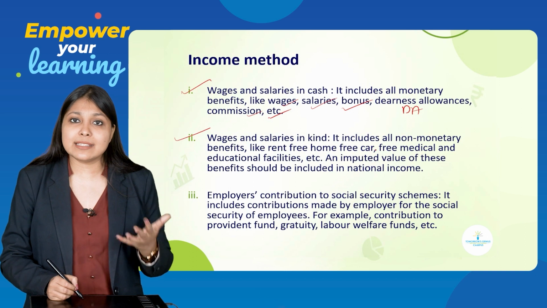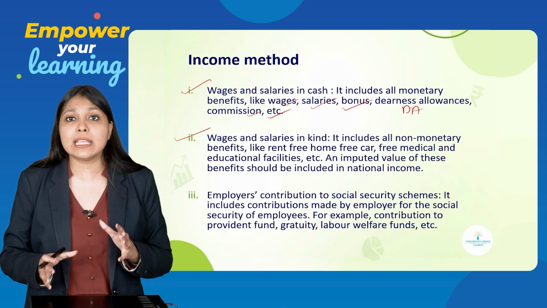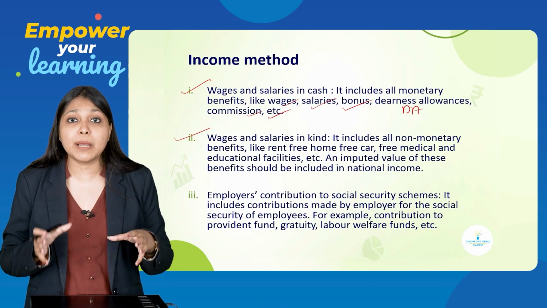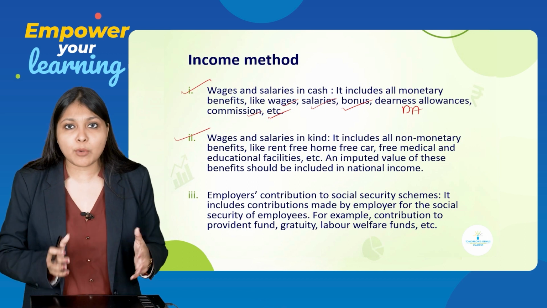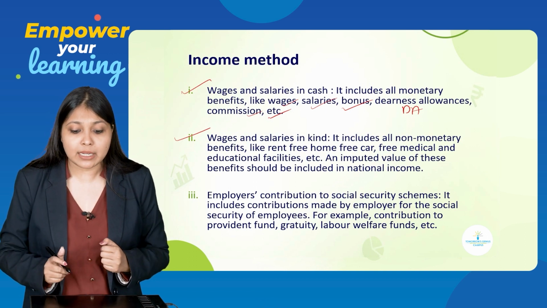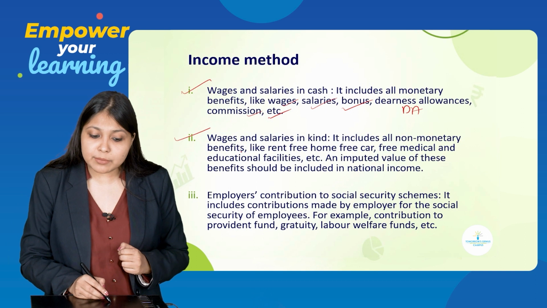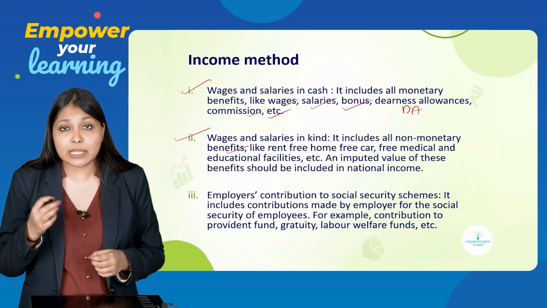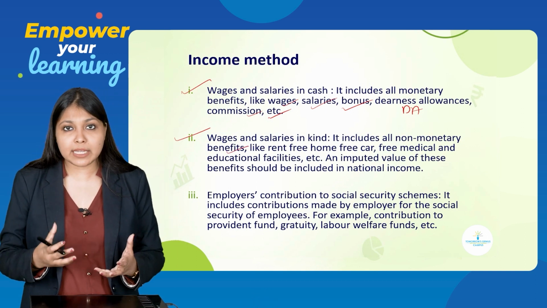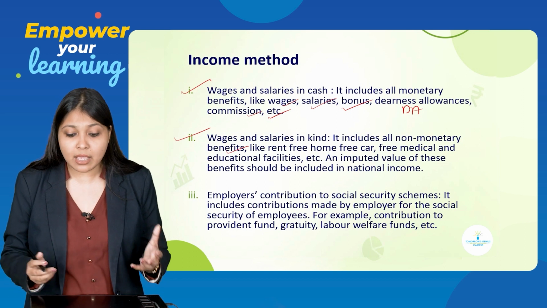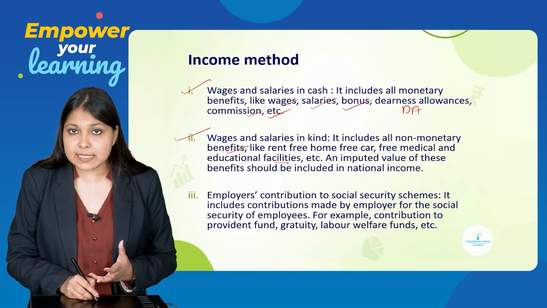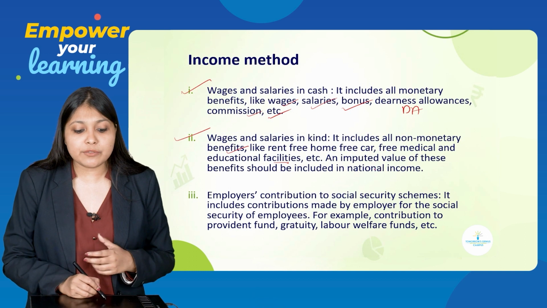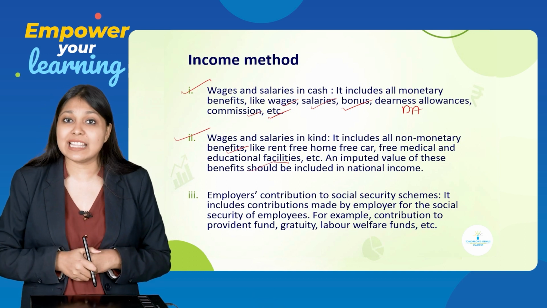Second, wages and salaries in kind. Anything which they are giving you in kind. It is not in the money format. It is in the non-monetary format. So this includes all the non-monetary benefits like rent-free home, free car, free medical and educational facilities. Imputed value of this benefit should be included in national income.